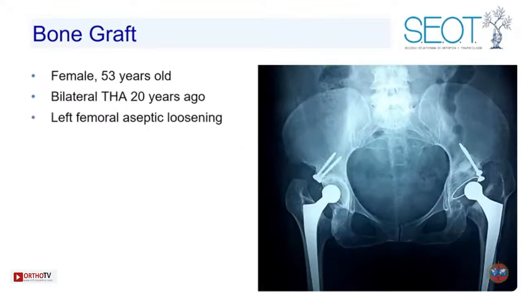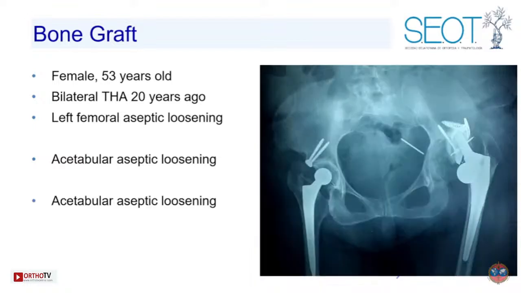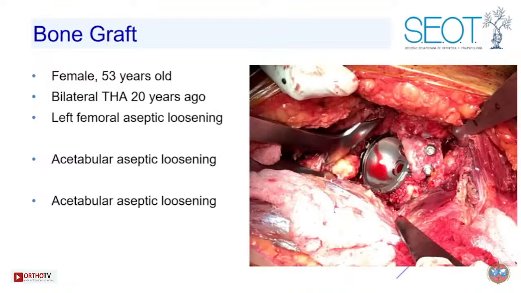For example, this case, it's an old case, female, 53 years old, bilateral total hip arthroplasty 20 years ago. She was operated on in other hospital for femoral aseptic loosening, and then the acetabular component became loose. She was revised, and then it again became loose because she had cemented fixation with a reinforcement ring. And then I put on a structural bone allograft.